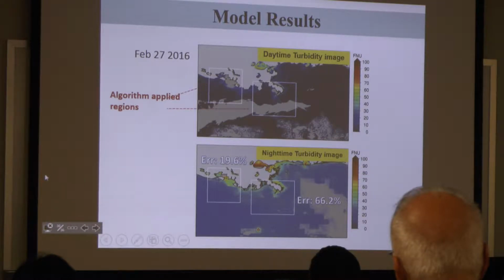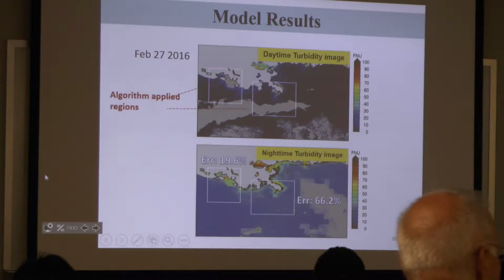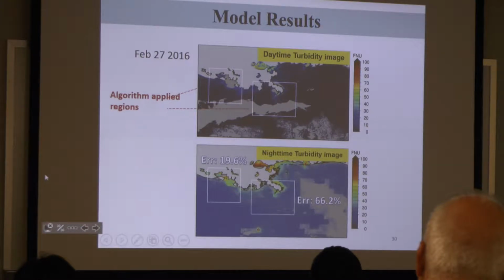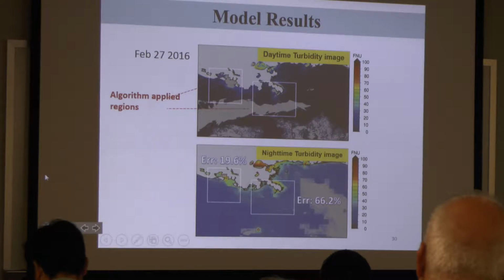To examine the algorithm, I show a case study from the Model 1 algorithm. The image above shows the daytime turbidity image. The image at the bottom shows the model turbidity image. To compare, I need to zoom into our study area, which is Atchafalaya Bay and the Mississippi River Delta. They show different uncertainty. In this case, Atchafalaya Bay has a lower uncertainty, which is 90.6%. For the Mississippi River Delta, it is 66.2%. After comparing several cases, I know Atchafalaya Bay tends to have a lower uncertainty.